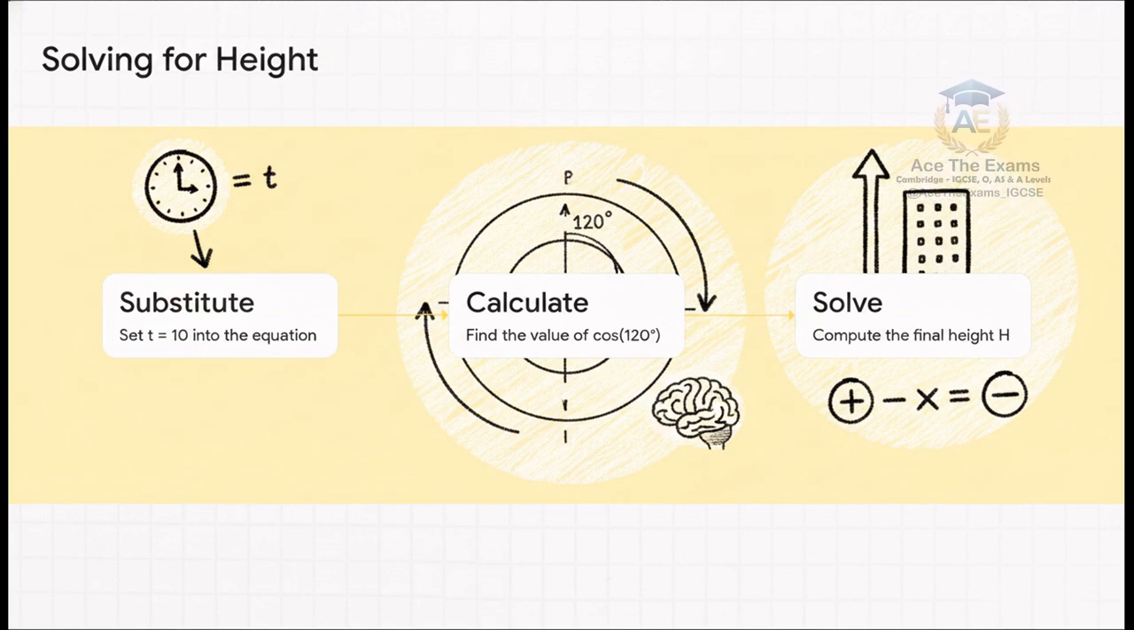Step 1, we take our given time, t equals 10, and we carefully, methodically substitute it into our model. The tricky part is inside that cosine function. We have 12 times t. So 12 times 10 gives us 120 degrees.